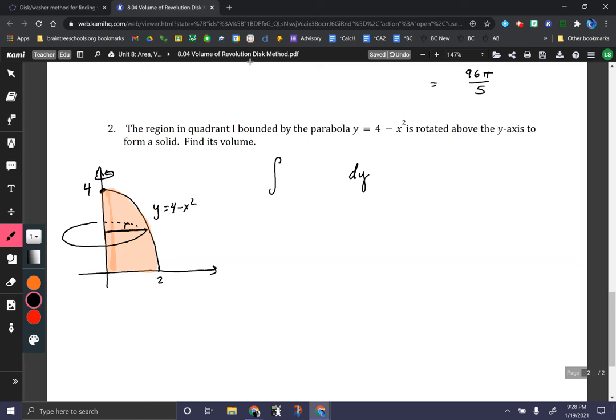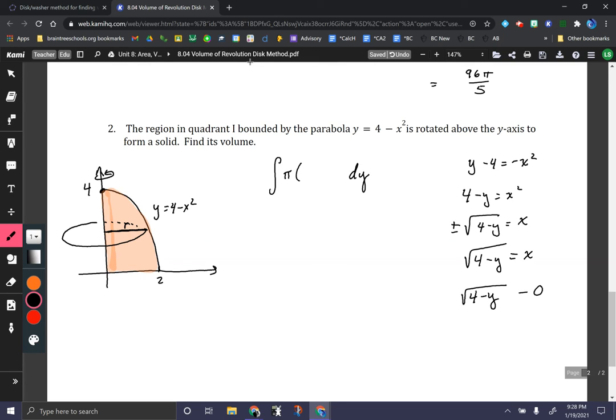So off to the side, we're going to say that we have y minus 4 equals negative x squared. So we can say 4 minus y is equal to x squared. And we're looking at plus or minus the square root of 4 minus y equals x. Since we're working in quadrant 1, this would only be positive because we're dealing with both positive x's and y's. So the function we're going to use is the square root of 4 minus y. That is going to represent our radius. Our radius is going to go from the square root of 4 minus y to the y-axis, which is x equals 0.